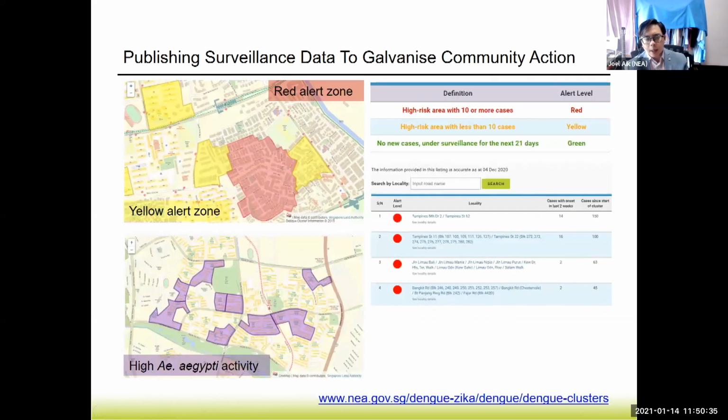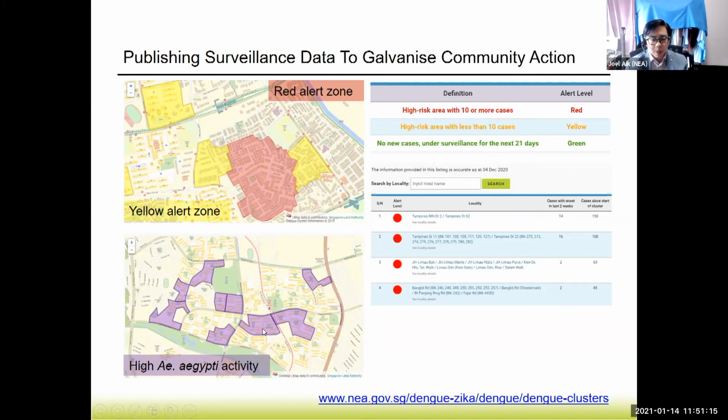So I mentioned at the beginning that it's not sufficient to just collect and process the data. We also need to make it available in order to galvanize community action. So over here, in an earlier presentation, you might have heard that information on areas where there is intensified transmission is made public. So there's a website right at the bottom of the slide. Everyone can access it to know whether the areas in which they live or are in close proximity to have ongoing dengue transmission. And over here, information on the GAI is also made available to members of the public.